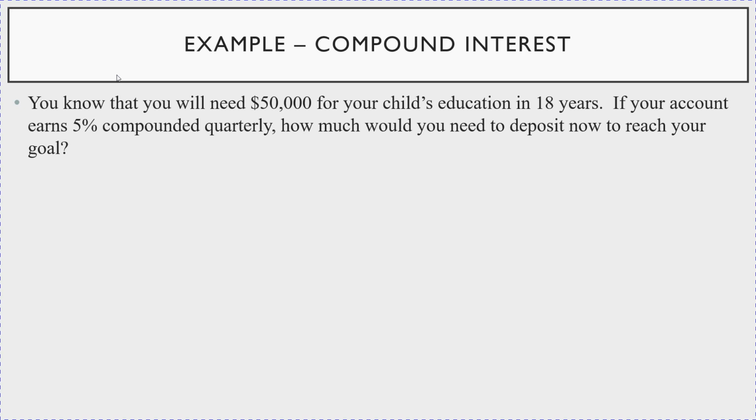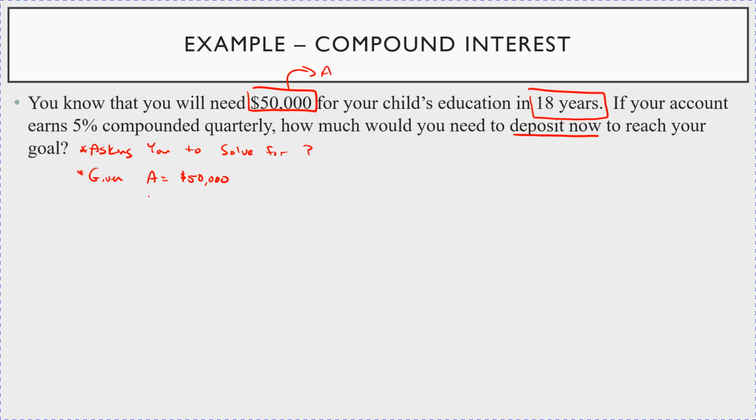So here's what's going on. I need to know how much I need to deposit now. So this problem is asking you to solve for the principal. Let's see what we're given. This $50,000 is how much I'm going to need in 18 years. That's the future value. So you're given the future value you're going to need is $50,000 for my child's education in 18 years. So I'm given T is equal to 18 here.